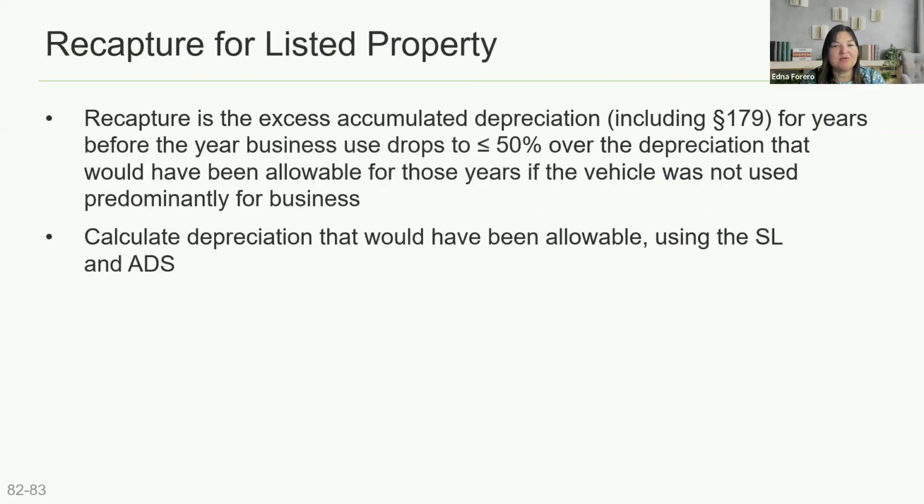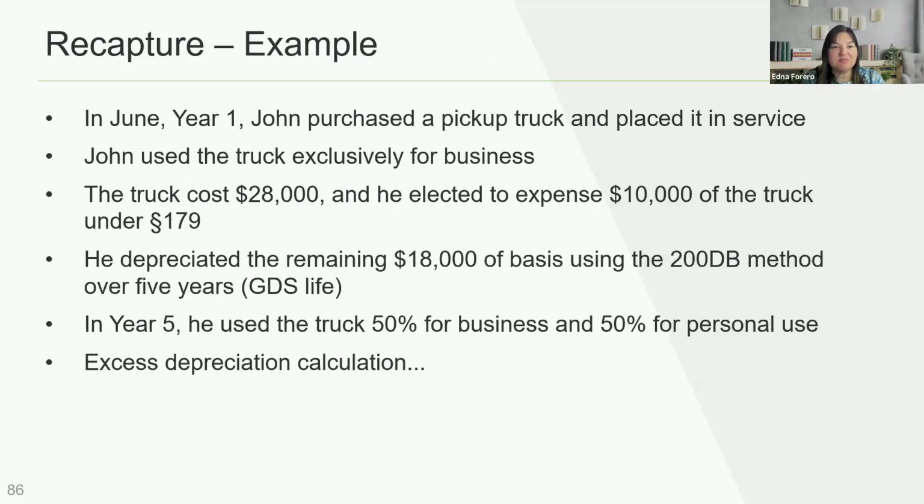All right, and a little bit more into that, so I can give you an example as well. It is considered the excess accumulated depreciation, including Section 179, for the years before the business use drops below 50%, over any depreciation that would have been allowed for those years that it was not used predominantly for business. So you're going to use straight line and you're going to use ADS to calculate that. And here's an example for you.